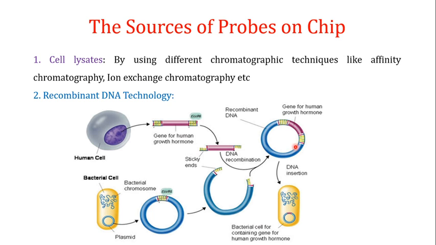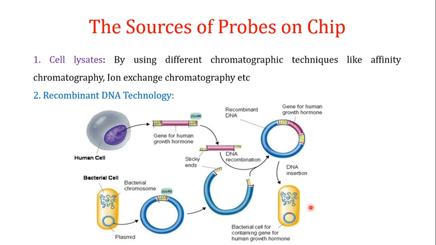Then you introduce this plasmid into a bacterial cell, and the bacterial cell is going to express that particular gene, giving you the growth hormone or a particular protein. So generally, you take your gene of interest, insert it into the plasmid, and insert that plasmid into an expression system which can give you the expression of that particular protein.